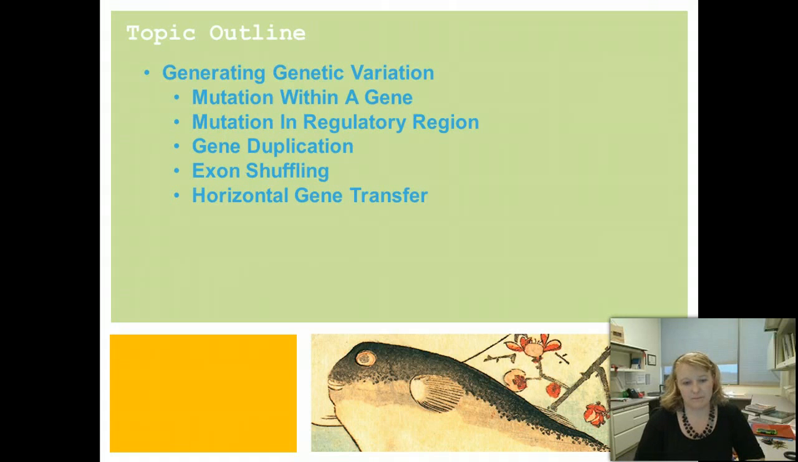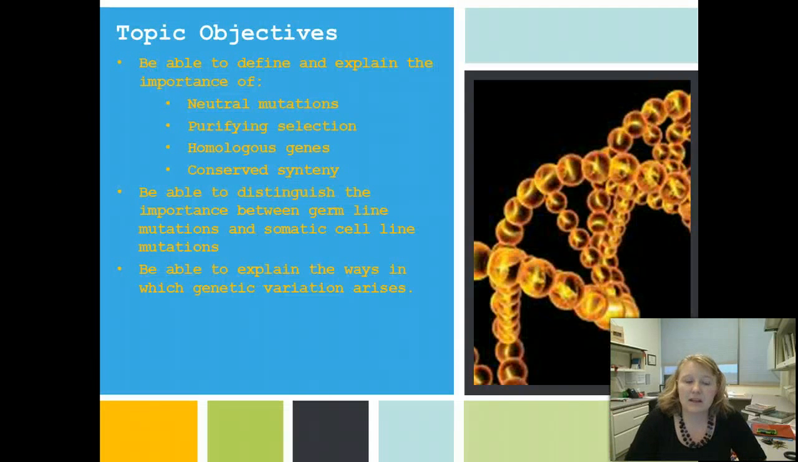horizontal gene transfer. As always, here are your topic objectives for this topic, as well as you'll have your own set for the next topic. So you'll have two sets for Chapter 9. Make sure you understand the differences between these. These are really big objectives that you'll need to have mastered before our next test. As always, if you have any questions about any of these, please just let me know and we'll talk about them in class.